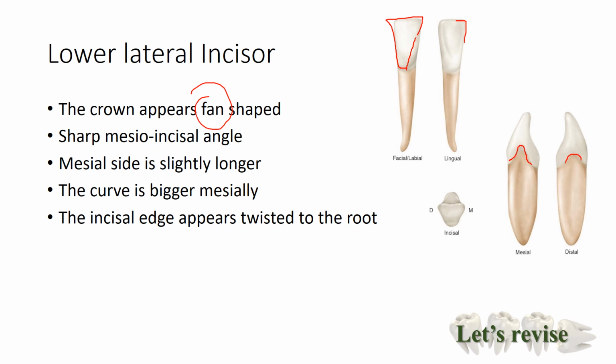When we look at this picture, it is not really the best way to see this, but you'll see the root kind of appears when we're looking incisally at it, and this mesiodistal edge tends to appear twisted. So here it looks really straight on. It would probably not look quite so straight. It would be more twisted, and that's quite a good indicator that we're looking at a lower lateral incisor rather than a lower central incisor, because the lower central incisors don't tend to have that twist in the incisal edge when you're looking down at them.